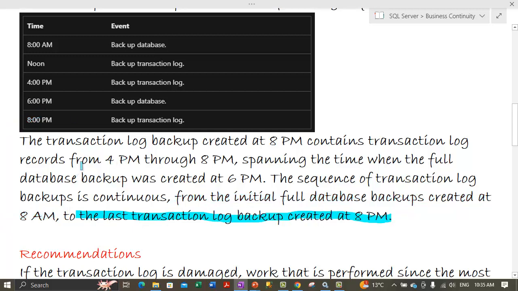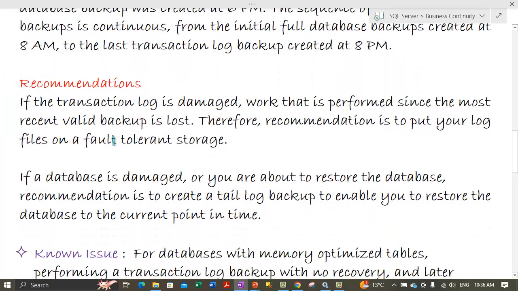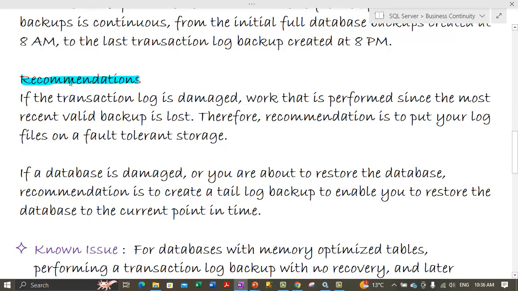So these are independent. We are taking them at frequent intervals, and this is independent of any of the full database backups we are taking. Now there are some recommendations for taking the transaction log backup. So let's discuss these transaction log backup recommendations.